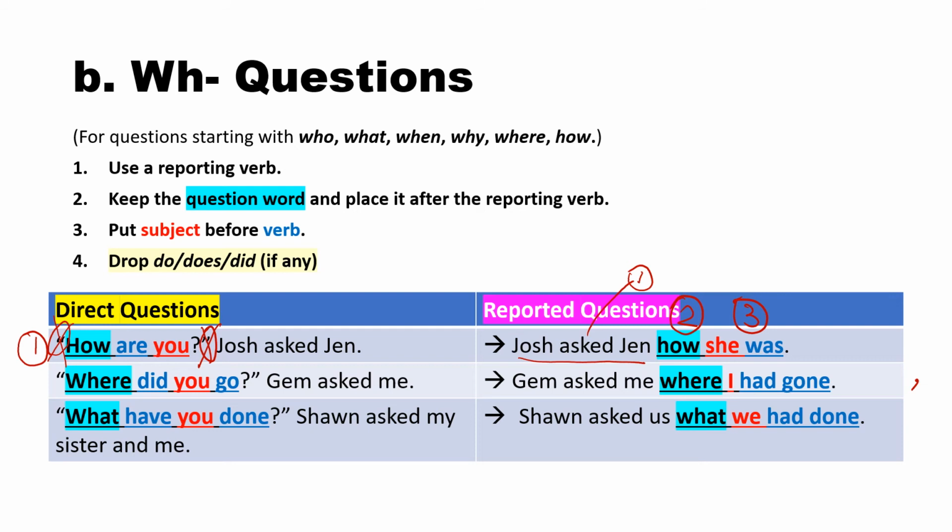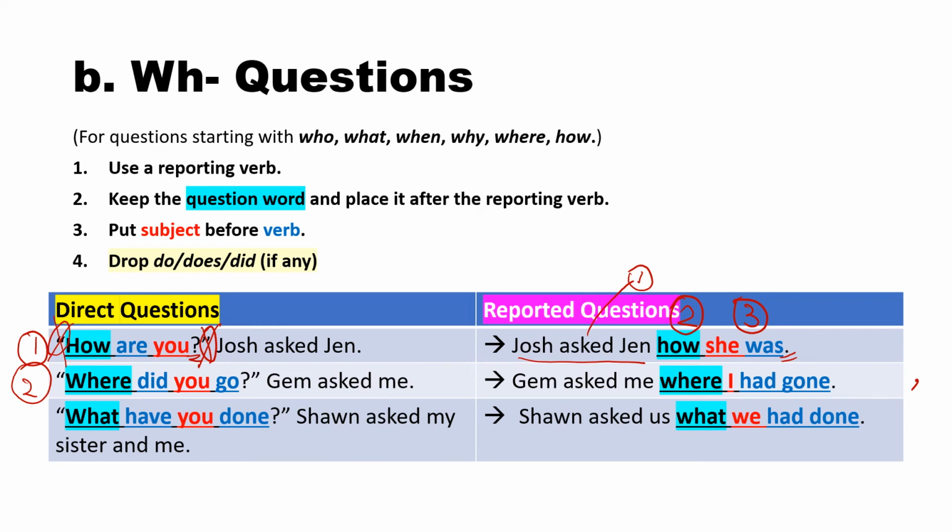Step 4. Drop do, does, or did if any. There's no do, does, or did. We can skip this part. And finally, check that we don't copy the question mark, but we use a full stop at the end. Let's look at the second example. Where did you go? Jem asked me.